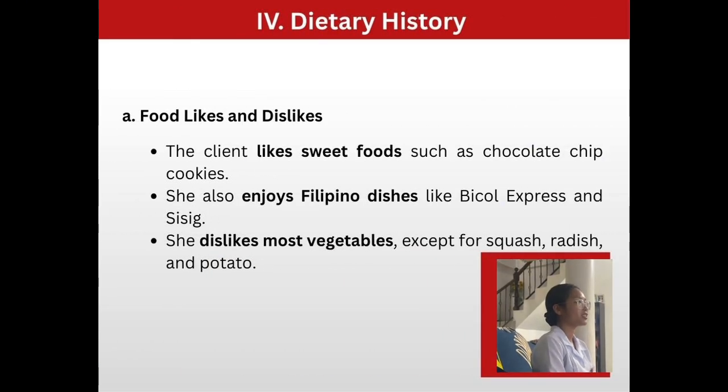For the client's food likes and dislikes, so the client enjoys sweet foods like chocolate chip cookies and savory dishes, such as Bicol Express and sisig. She dislikes most vegetables, except squash, radish, and potato.